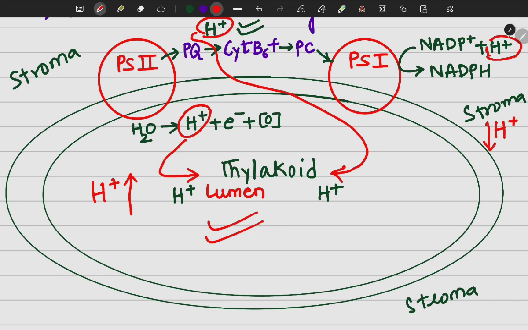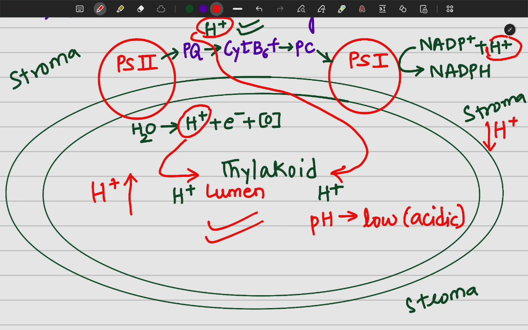So there is less number of hydrogen ions in the stroma and more number of hydrogen ions in the lumen. So this causes the pH of the lumen to be low. Low pH means it is acidic because of more number of H plus ions here. So we can see that a proton gradient has been established now. A proton gradient has been created. Alright, so this is how the proton gradient is created inside the chloroplast.